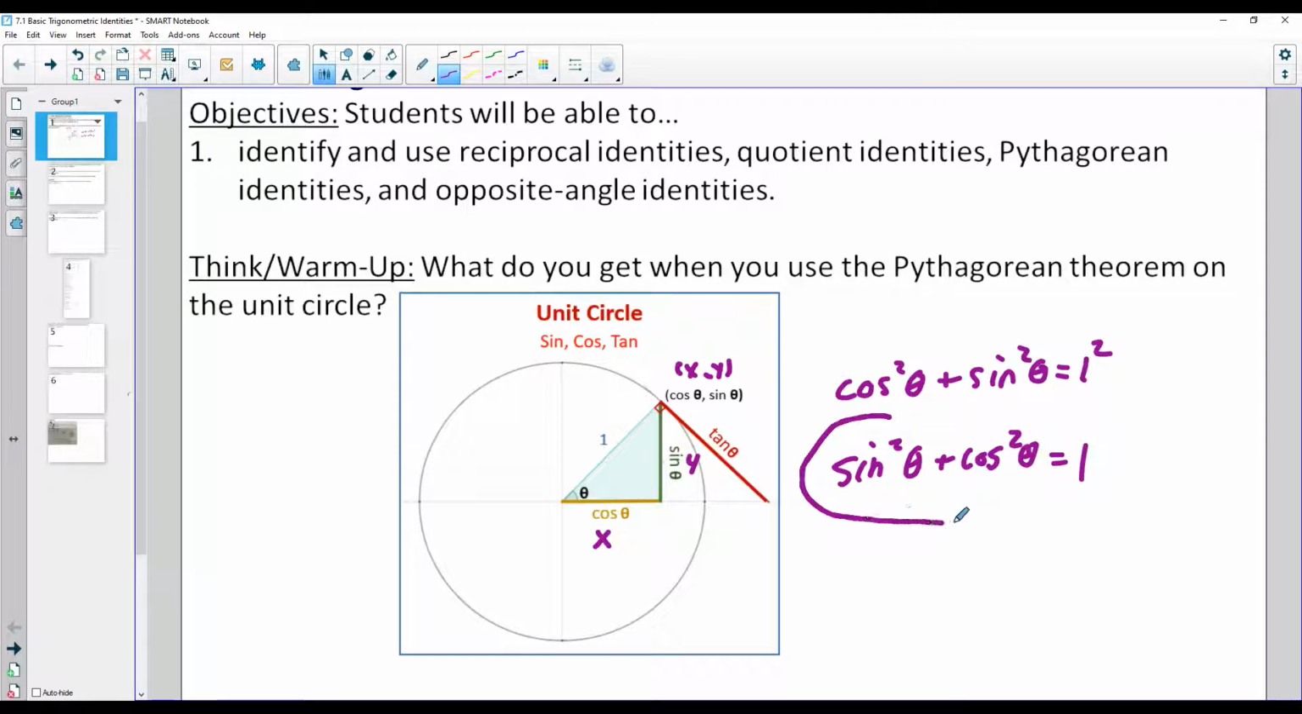And this is one of our very important trigonometric identities that we're going to talk about later on. It doesn't have to make much sense right now, but know that this is where it comes from. It comes from doing the Pythagorean theorem on this unit circle.